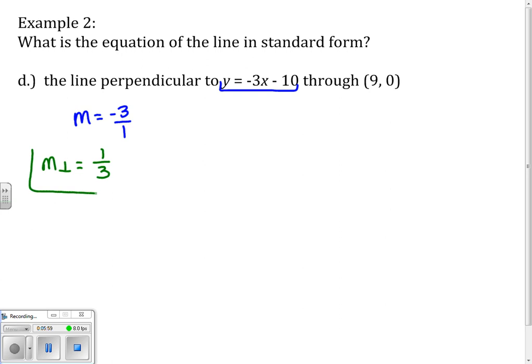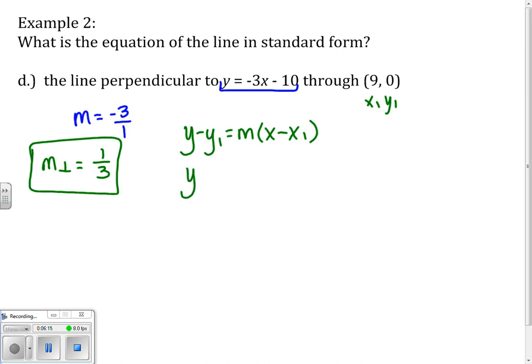I'm going to use that slope and this x1, y1 to get an equation. Remember, point slope form is usually the easiest place to start, and just manipulate that to get what you want. When I substitute, I get y minus 0, which is just y, equals 1/3 times the quantity x minus 9. I want this to be in standard form according to the directions. So I need ax plus by equals c, no fractions or decimals.